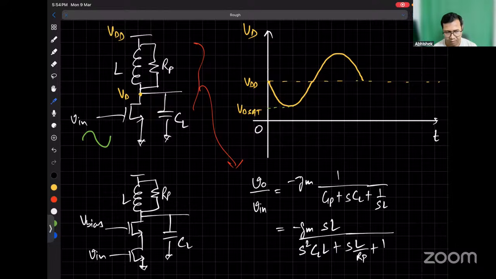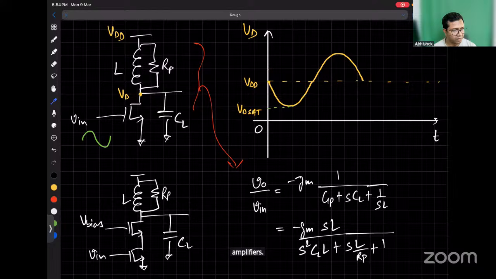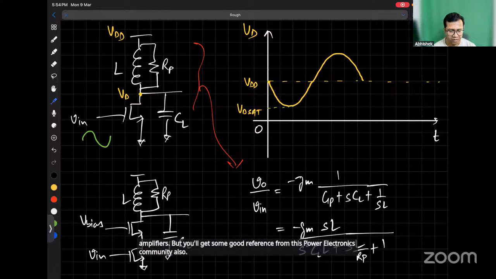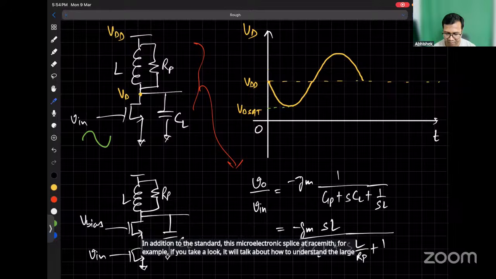Such a scenario, as such, I am not aware. Again, I don't have a lot of experience in such high voltage, low frequency amplifiers, but you'll get some good reference from the power electronics community also. In addition to the standard microelectronics book by Sedra Smith, for example, if you take a look, it will talk about how to understand the large signal behavior of the transistors.